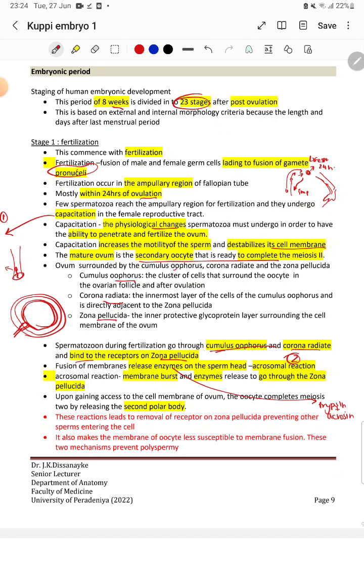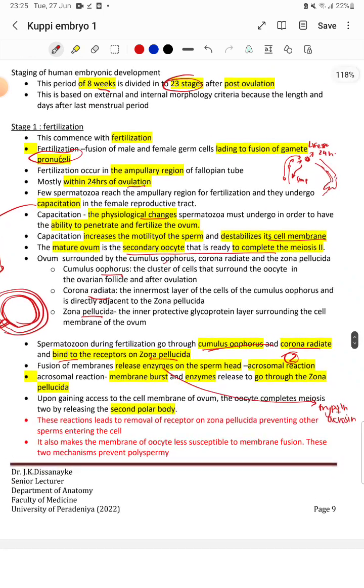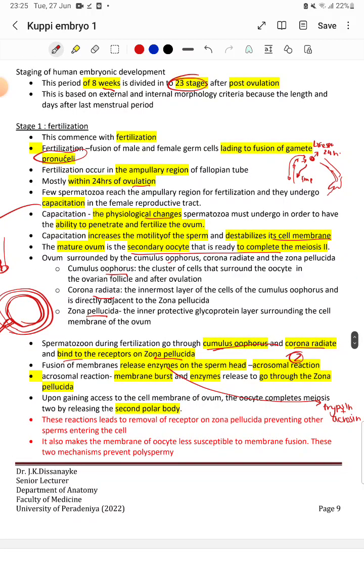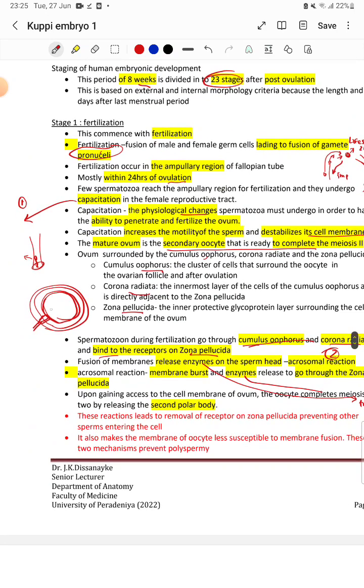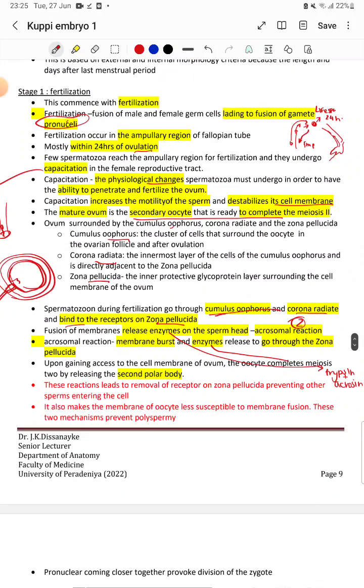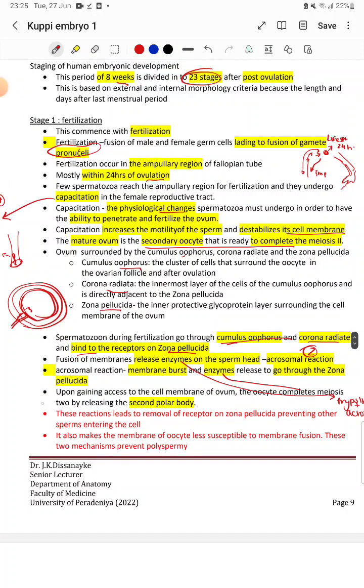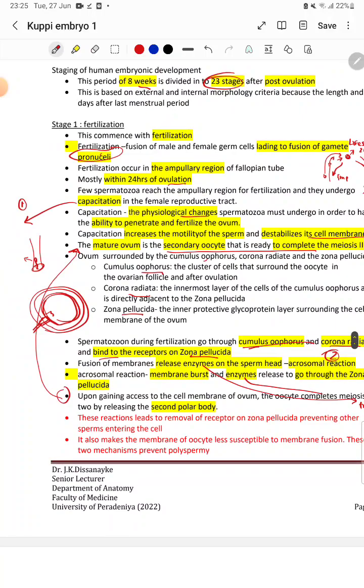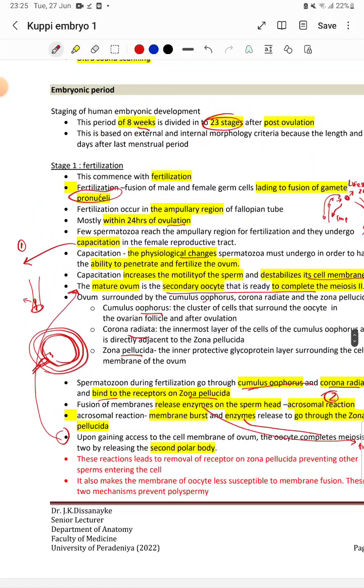And you have this membrane containing all the enzymes. They burst, and these enzymes that I mentioned are released, and they go through the zona pellucida and degrade it in order for the sperm to actually enter the egg. Yeah, and then upon gaining access to the cell membrane of the ovum, this links to what I mentioned before. You remember how I mentioned that it was a secondary oocyte, the mature ovum that's released from the Graafian follicle initially.